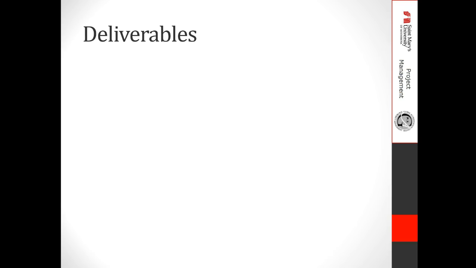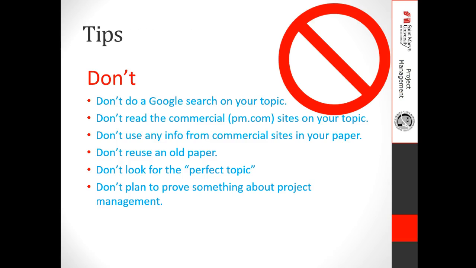Actually, if you keep at it, it's not so bad. Here are some tips to make it easier for you. Here are some things that will cause you a lot of wasted time and energy. So don't do this. Don't do a Google search on your topic. Google does not bring up the kind of sources that you're looking for. Don't read what the commercial sites have to say about your topic, because they've already digested it and put their particular bias into it. And you don't want that. You want actual research that is based on studies that have been done. Don't use any of the commercial sites' information in your paper.